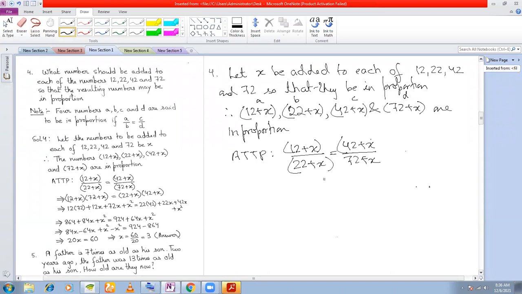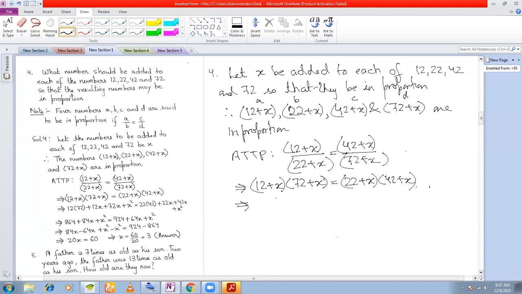Remember to introduce brackets. Now, if you want to solve this equation, you cross multiply first. 12 plus x into 72 plus x is equal to 22 plus x into 42 plus x. See how I've cross multiplied? I've maintained the brackets within the expressions.